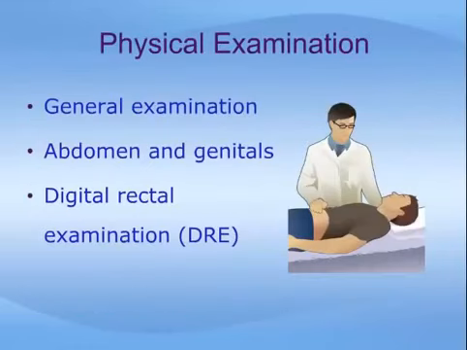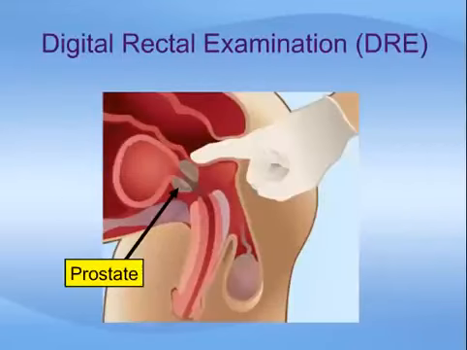Physical examination for chronic prostatitis includes a brief general examination, a focused exam of the abdomen and genital regions, and a digital rectal examination, or DRE. The prostate gland sits next to the rectum, so by passing a finger into the rectum, a doctor can feel one surface of the prostate and can roughly assess its size and consistency. He or she can also evaluate for tenderness in the prostate and for the presence of prostate lumps or nodules.